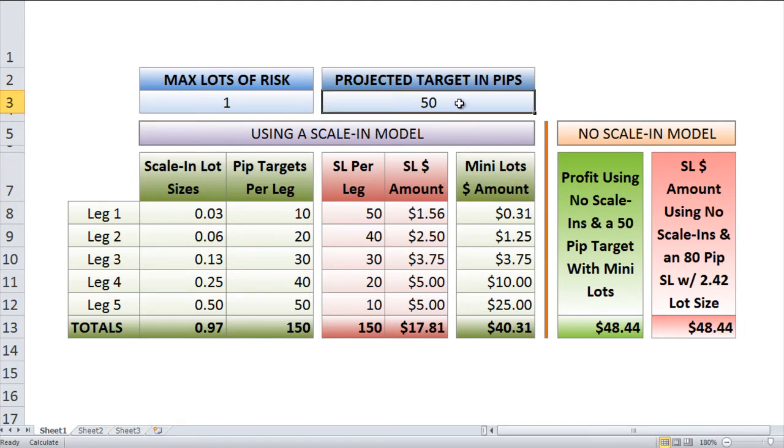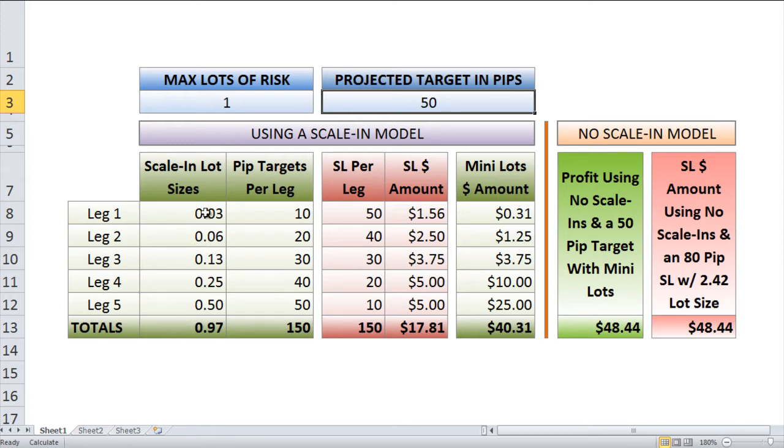However, we're not going to just enter a single trade and let it either win or lose. We're going to scale into the position in 5 legs. Here are our legs down here. So we've already determined to risk one lot, mini lot. Broken into 5 legs, we get a rounded number of 0.97.